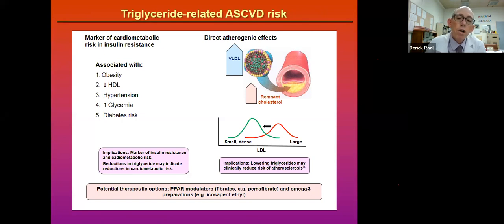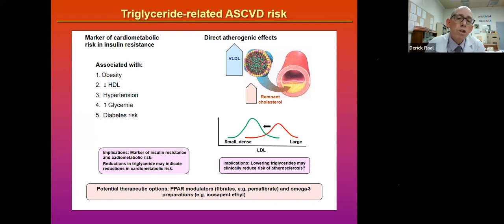If we're not at target, we would think about adding drugs such as a fibrate, but unfortunately, fibrates have not been shown to be of cardiovascular benefit, the ones up to date, that is. There is a newer fibrate, and a big study is being done, called the PROMINENT study, with a newer fibrate called pemafibrate. And if that does show cardiovascular risk reduction, that will be used.